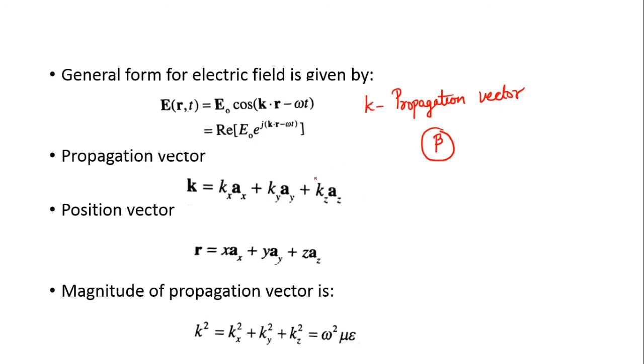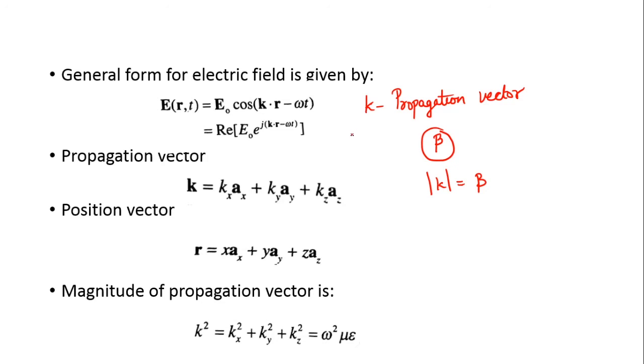In the general case, we take the propagation vector as K itself, and K is in vector form. You can write K is Kx in the unit vector ax plus Ky in the unit vector ay plus Kz in the unit vector az. And this is a vector, and the magnitude will be almost the same as beta. It is used in two different scenarios, but it's almost the same propagation vector. The modulus of vector K will be beta.